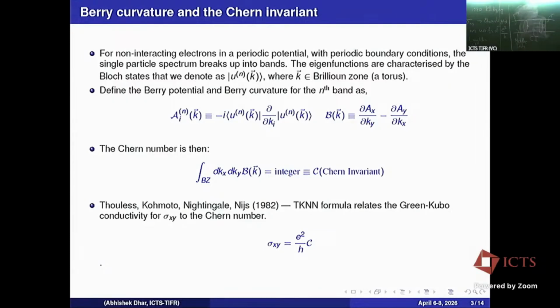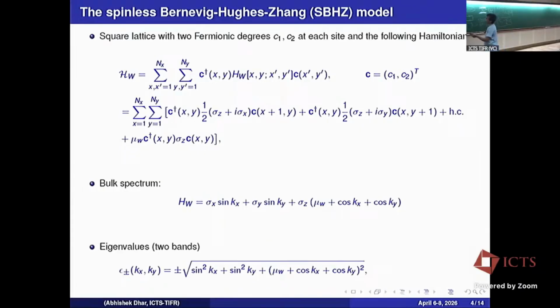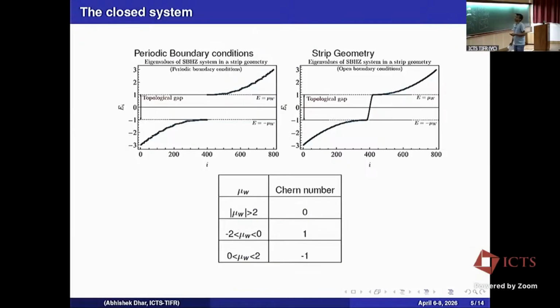Okay, thanks. So I already discussed that you can define this Berry potential, and then this is the Chern number, and this is the famous TKNN formula. This is the model that I'm studying. If you are looking at completely periodic boundary conditions, this is the spectrum. There's a big gap. But on the strip geometry, you'll have this set of extra states. Depending on this on-site potential, you can have different Chern numbers.